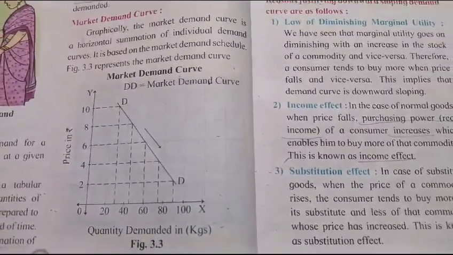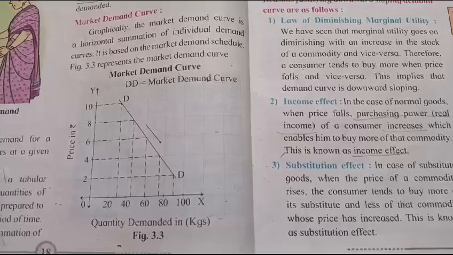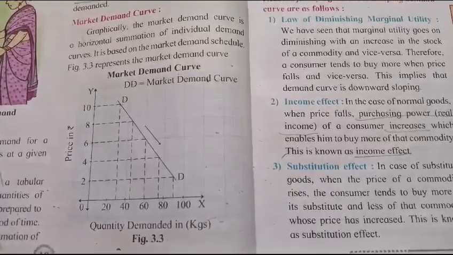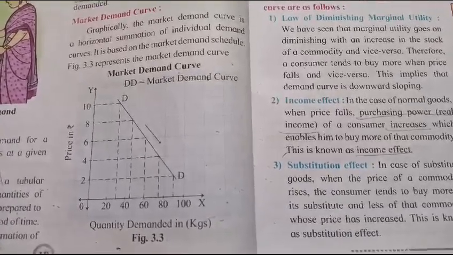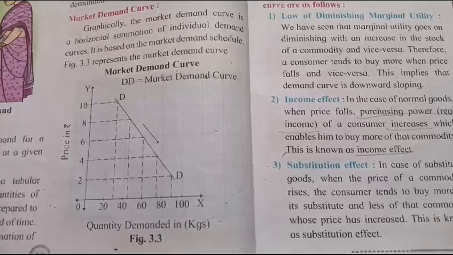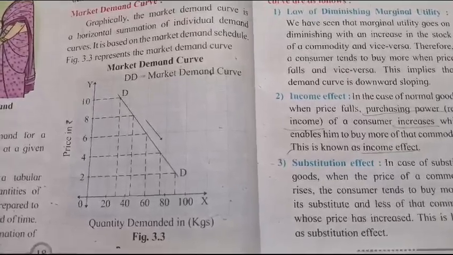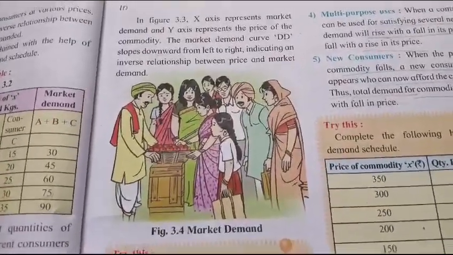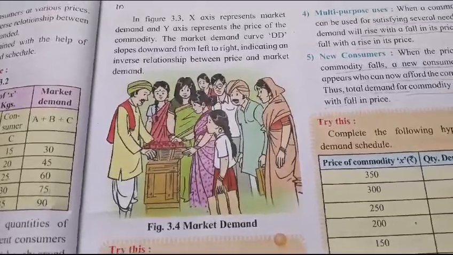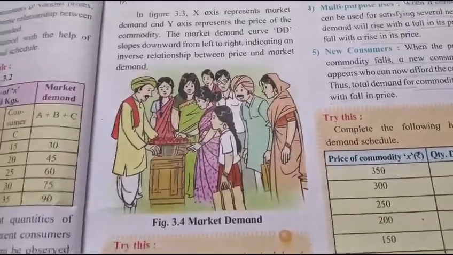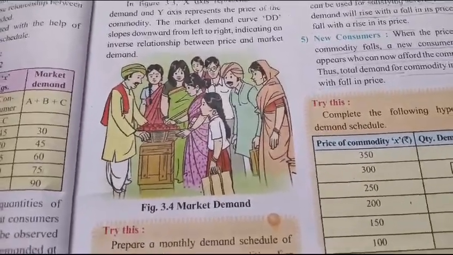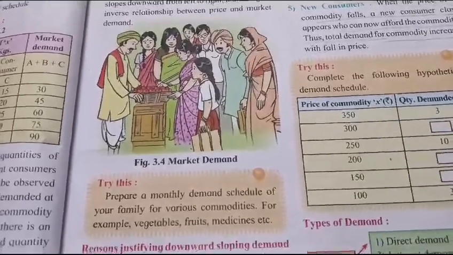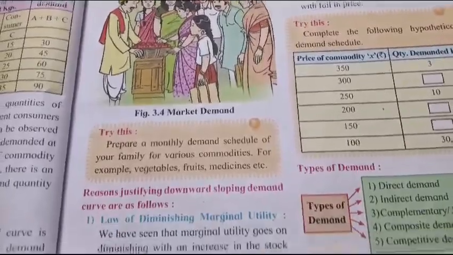Market demand curve. Graphically, the market demand curve is a horizontal summation of individual demand curves. It is based on the market demand schedule. Figure 3.3 represents the market demand curve. In figure 3.3, x-axis represents market demand and y-axis represents the price of the commodity. The market demand curve DD slopes downward from left to right, indicating an inverse relationship between price and market demanded.